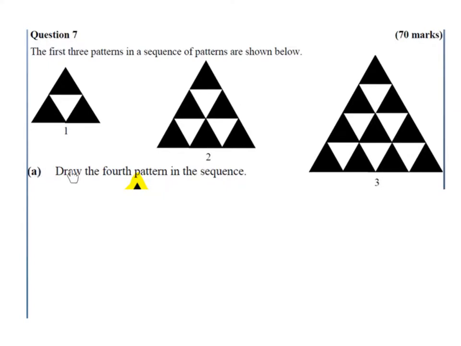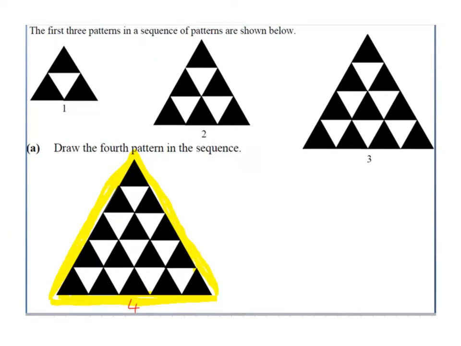Part A, draw the fourth pattern in the sequence. So basically, what comes next after this third term. So here we have the fourth term in our sequence. We have 15 black triangles and 10 white triangles.